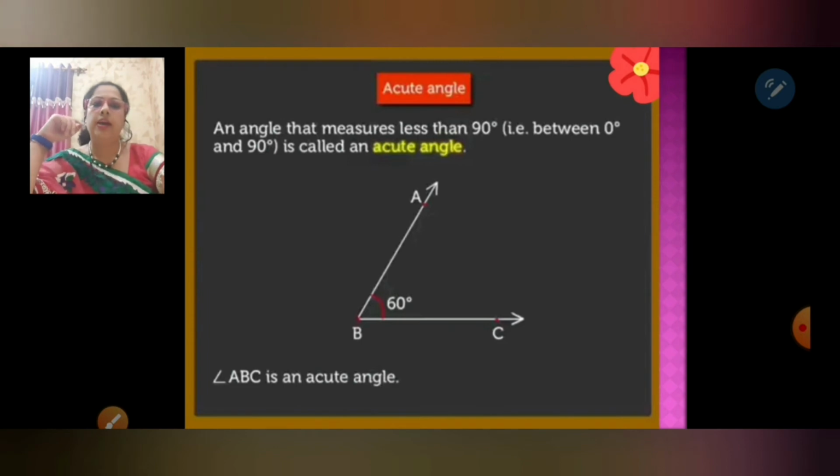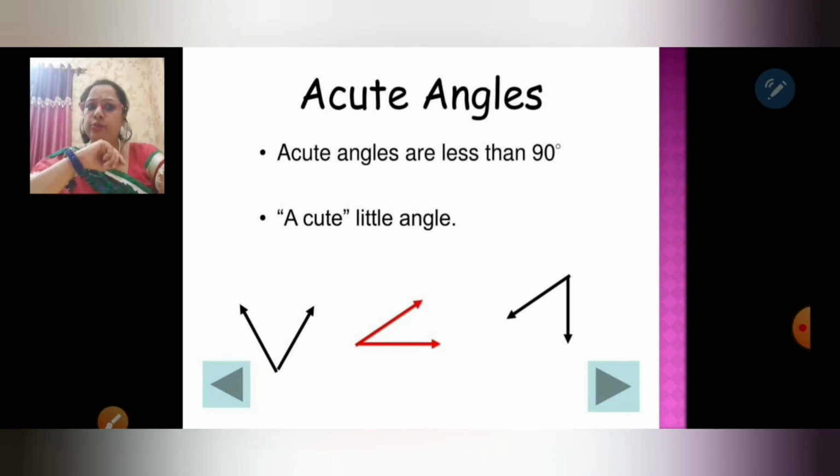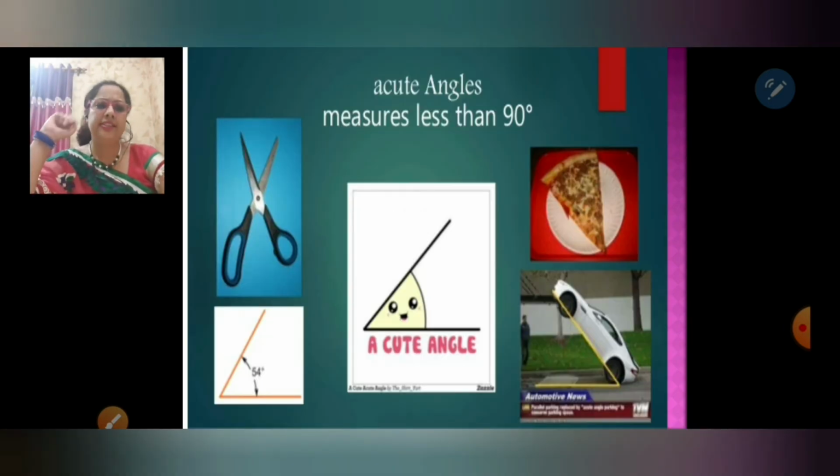Acute angle: an angle that measures less than 90 degrees, that is between 0 degrees and 90 degrees, is called an acute angle. Acute angles are less than 90 degrees and they are the smallest angles, so that is the reason they are also called acute angles. These are some of the examples of acute angles.